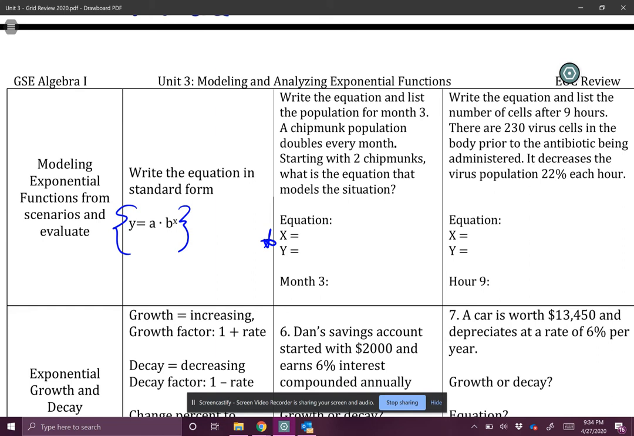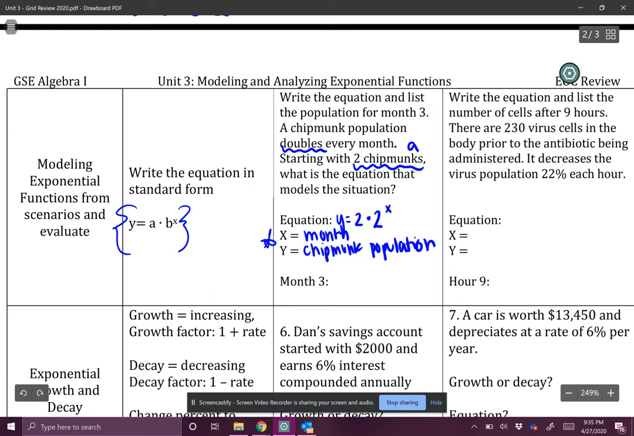A chipmunk population doubles every month. Starting with 2 chipmunks, what is the equation that models the situation? So if we look here to our standard form, we would have y equals, a is our starting value, which is 2 chipmunks, so that represents our a value. It says that our population is doubling. Doubling is multiplying by 2 every month. So our x, what that represents, if we were to substitute numbers into our x value, our x represents the months. And when we do that mathematics, 2 to the power of whatever month times 2, what we're finding is the number of chipmunks there are. We're looking for that population.